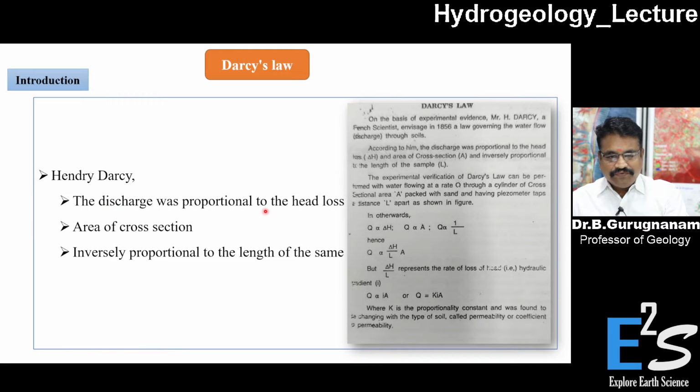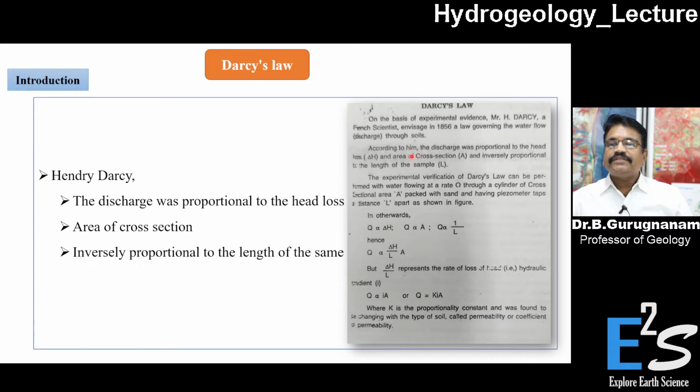The discharge of water was proportional to the head loss. What is the head, what is the direction, what is the inclination at which it passes, sometimes horizontal, sometimes vertical. It also depends on the area of cross section A. It is inversely proportional to the length of the same path. That's what his experiment showed. He is a French scientist, 1856.